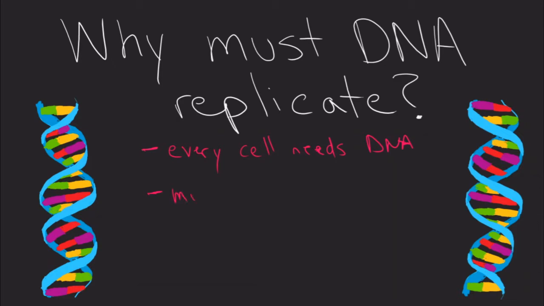And it must replicate before cell division occurs. So every single time any one of your cells divides, it needs a copy of the DNA. Now, when you were conceived in your mother's womb, don't think too hard about that. When you were conceived in your mother's womb, half of your DNA came from your biological father, half of it came from your biological mother.